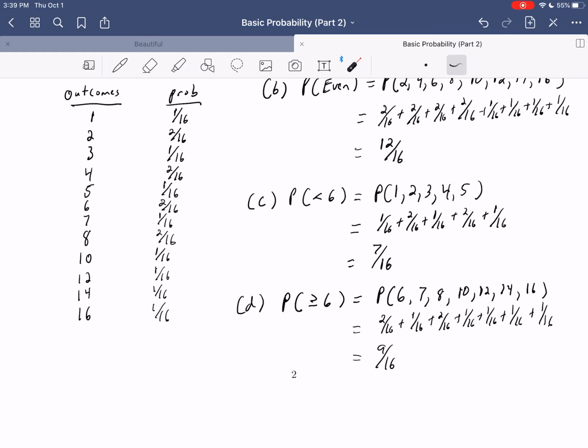But right now, it should make sense. The opposite of getting a number less than 6 is getting a number greater than or equal to 6. And these probabilities, it's not a coincidence, they add up to 1.